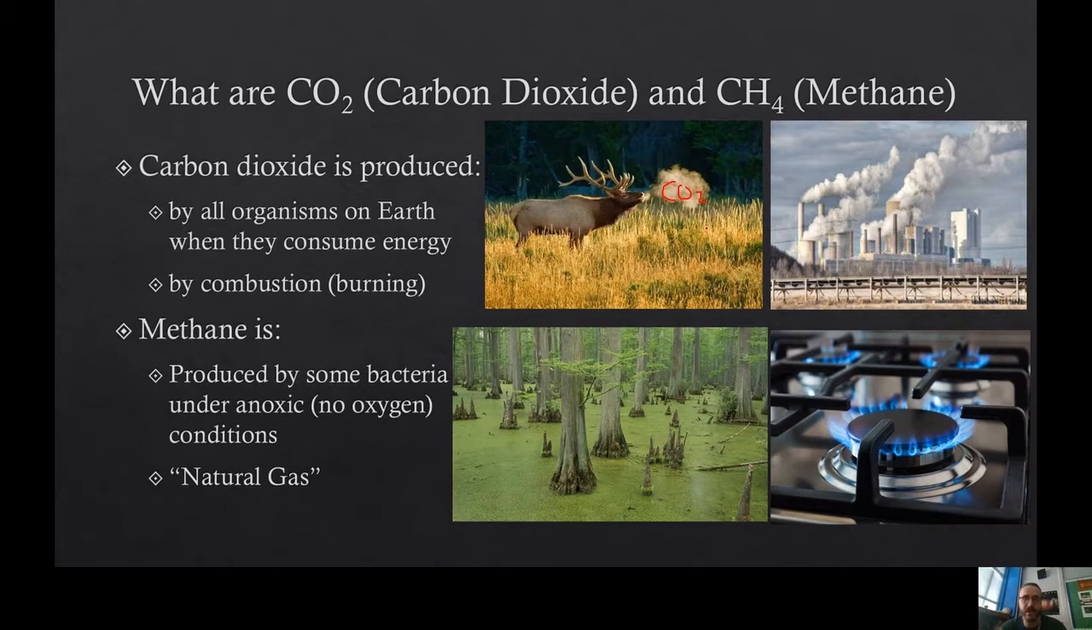CO2 is also produced, the other big way that it's produced, basically when you burn anything. Anytime anything catches fire, it pretty much releases carbon dioxide, and we'll talk about that in a moment.